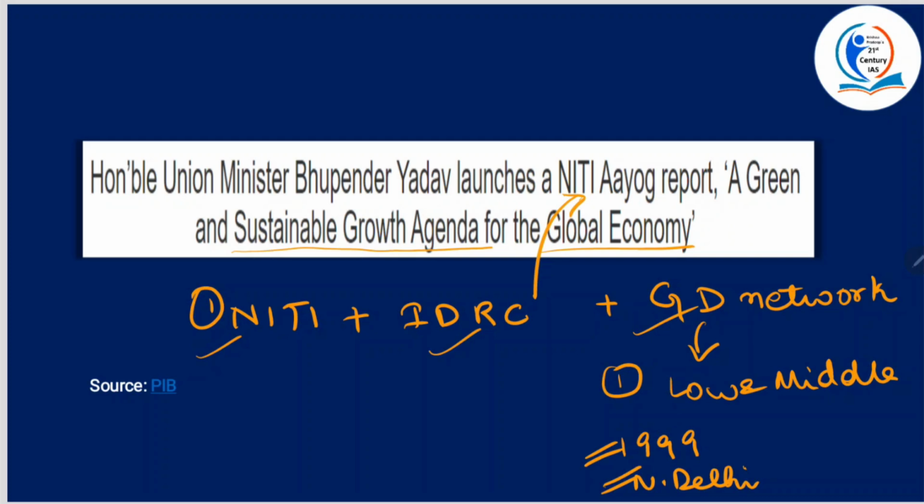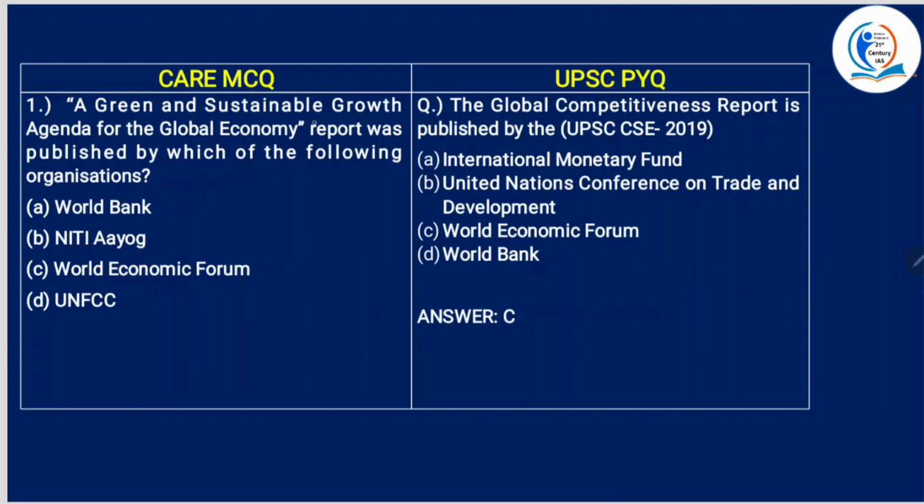Now we'll get into the MCQ. A Green and Sustainable Growth Agenda for Global Economy report was published by which of the following organizations? It is Niti Aayog. And the MCQ related to this theme, a previous year question: the Global Competitiveness Report is published by the World Economic Forum.